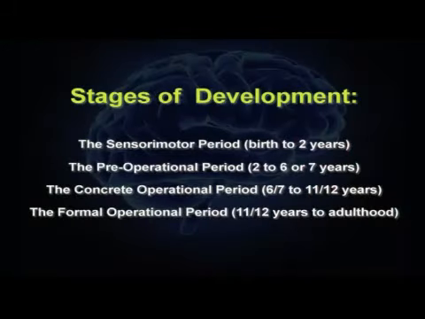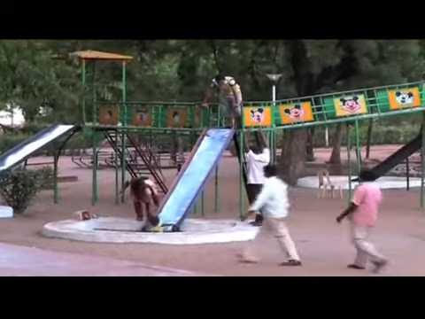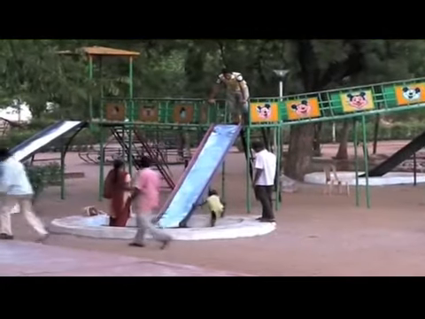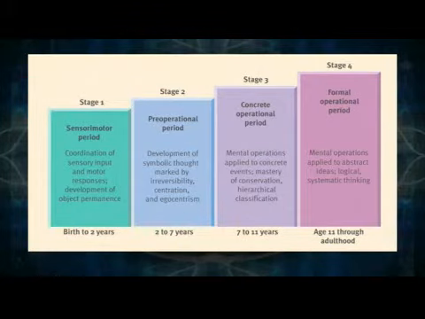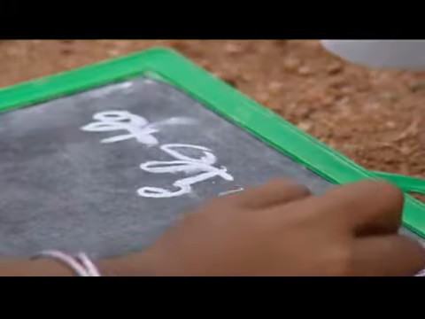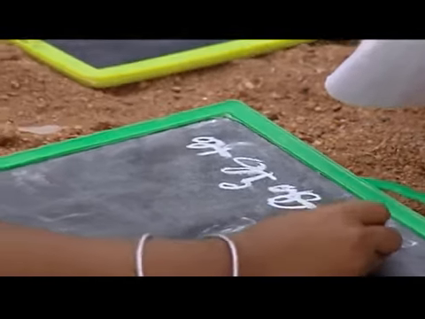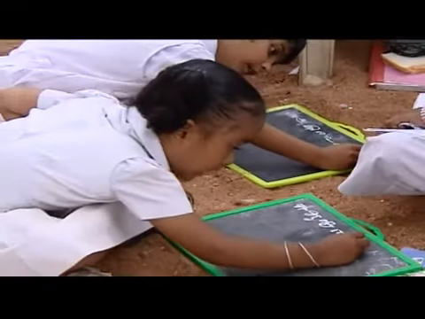Stages of development. The sensory motor period, birth to 2 years. During this time, Piaget says that a child's cognitive system is limited to motor reflexes at birth. The child builds on these reflexes to develop more sophisticated procedures. The pre-operational period, 2 to 6 or 7 years. At this age, children acquire representational skills in mental imagery and language acquisition. They are very self-oriented and view the world from their own perspective.